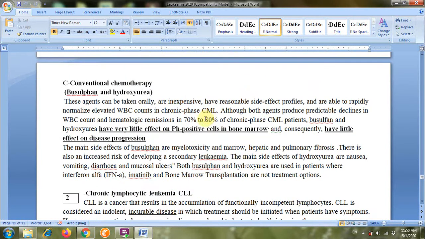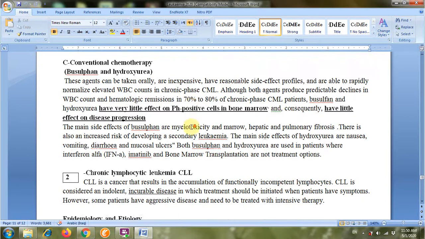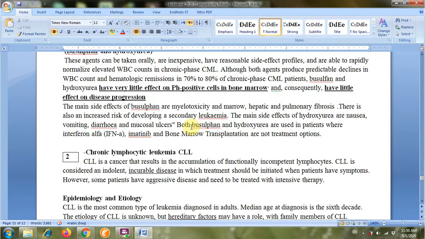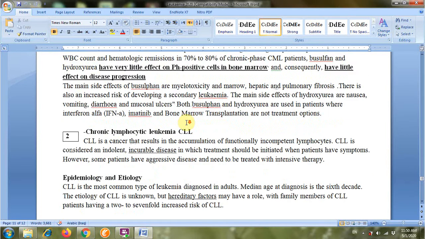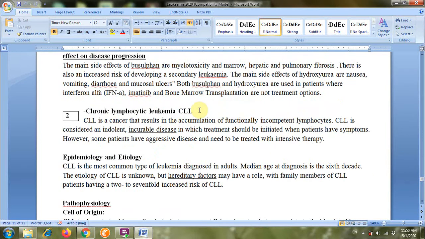The conventional treatment, the alkylating agents busulfan and hydroxyurea, can be used. It is very low cost for patients and very available, and it can give us a cure rate up to 80%, but the problem is that it has very severe adverse effects and does not target the cells that possess a Philadelphia chromosome. It kills all cells regardless of whether they have the Philadelphia chromosome, with frank adverse effects.